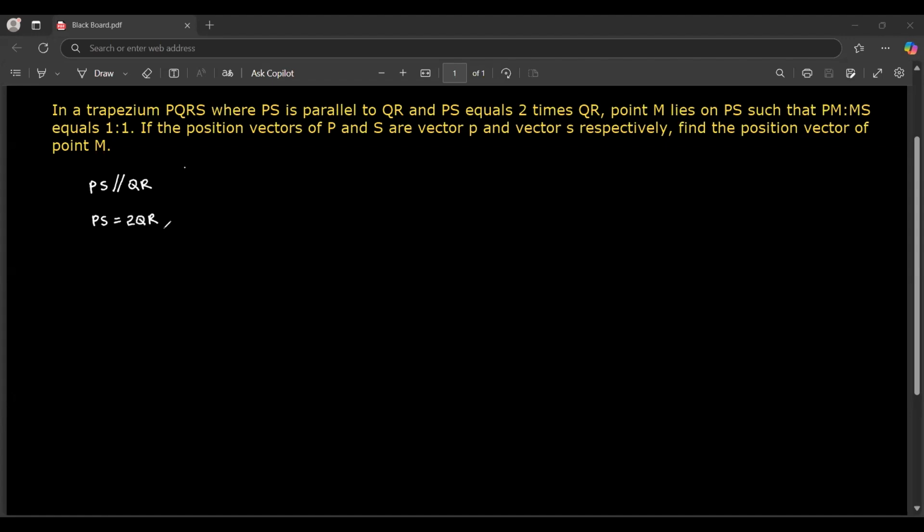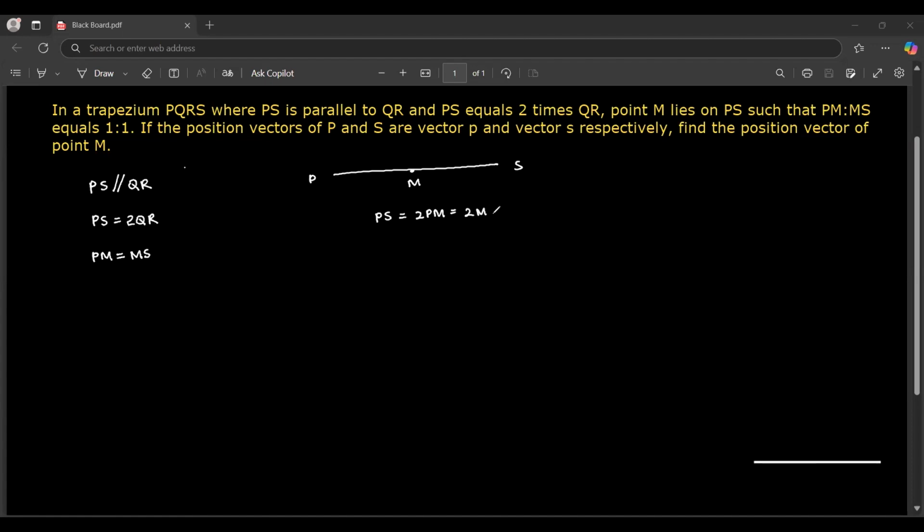Point M lies on PS such that PM is to MS equals 1 is to 1. Then that means PM equals MS. Since it is breaking PS into two, let's say PS looks like this, and they are saying 1 is to 1. So M is in the middle, PM equals MS. We can say PS equals 2PM, or 2MS.